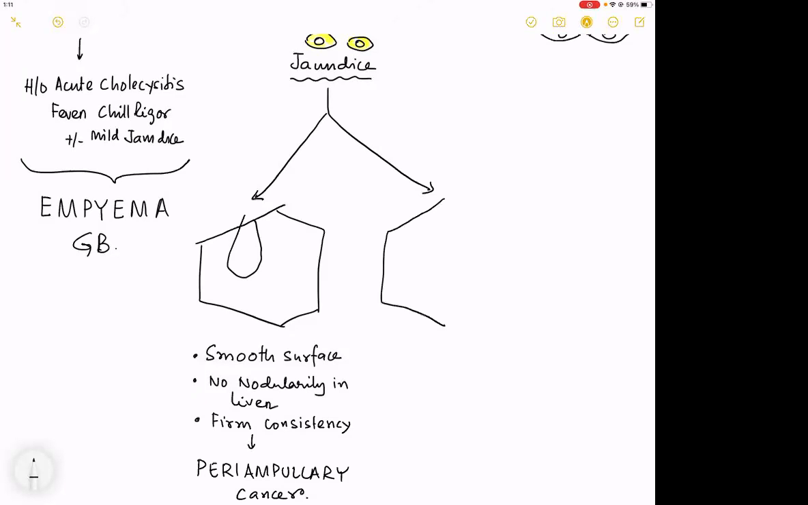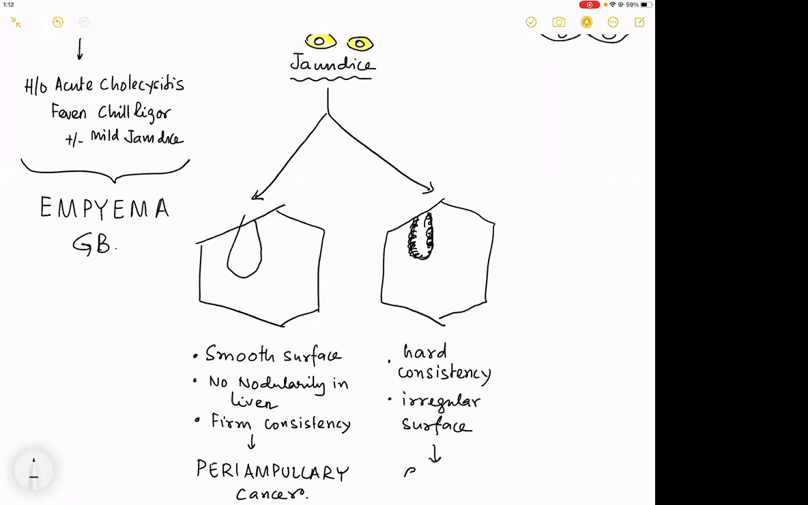Whereas on the other side, the gallbladder is of hard consistency, with irregular surface. What is the diagnosis, sir? Cancer, gallbladder.